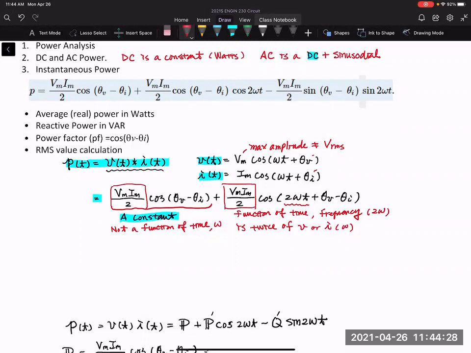So the oscillation is 2 times faster than the V and the I. That power oscillates faster than the current or the voltage itself.